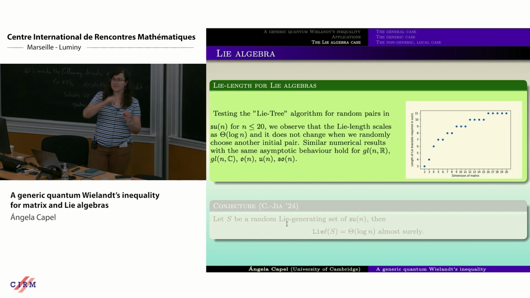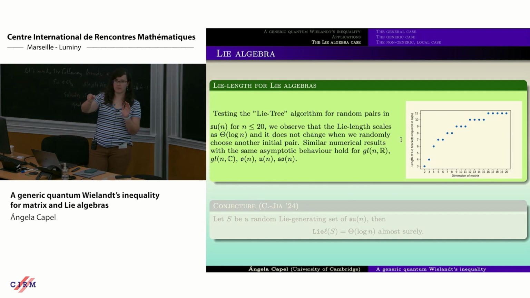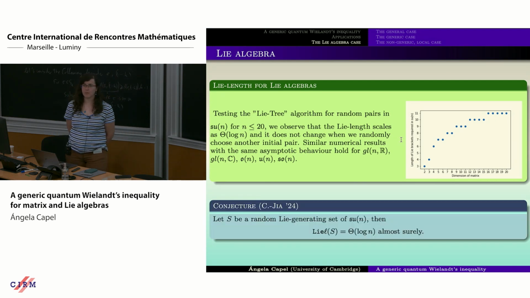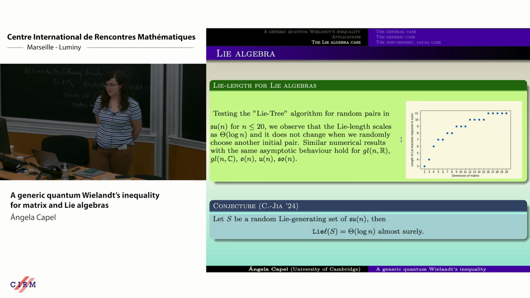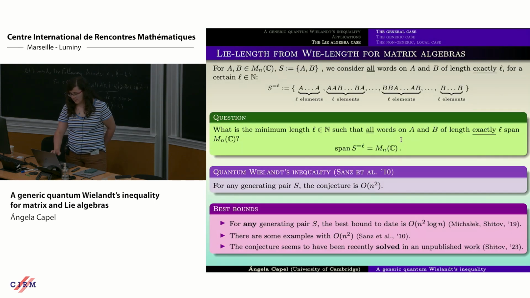And we saw always that the set of points at which we could stop was always of order log of n. So we started wondering, maybe the same thing that happened for matrix algebras actually happens as well for Lie algebras. And this is what motivated the second paper that we've been working on.